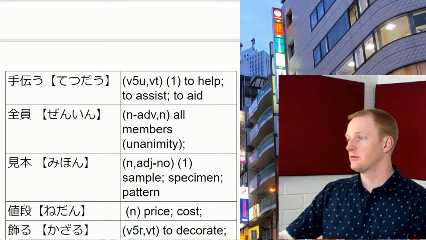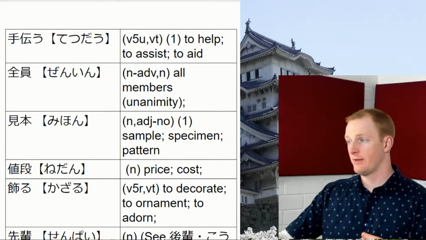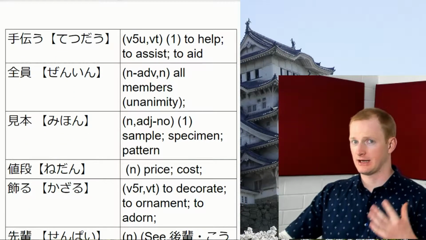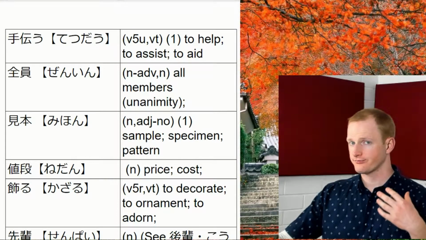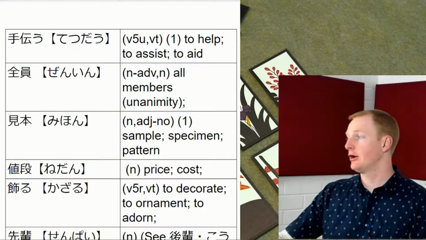And we have tetsudao, so to help out. Zenin, all members, all people. You know, we're talking about a club, right, that's running this bunkasai. And so we've got club members, right, who are going to help out.